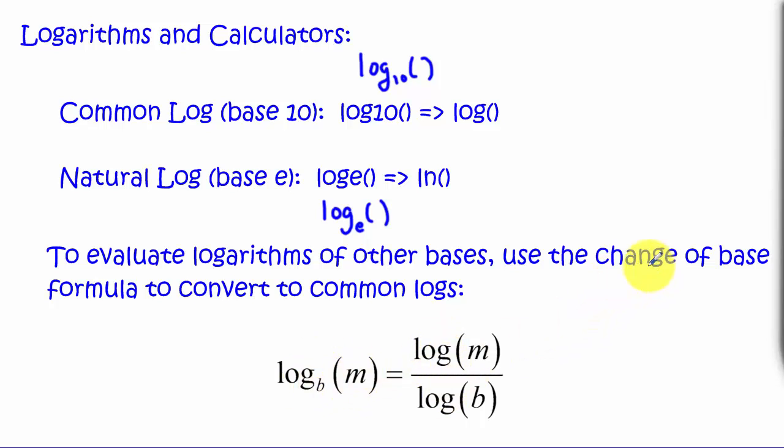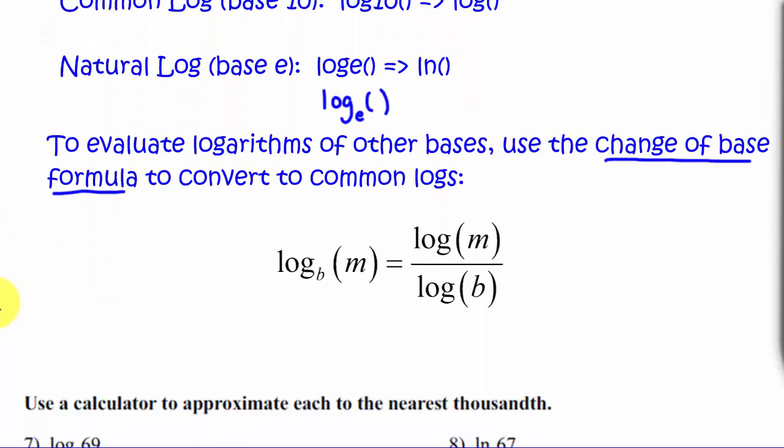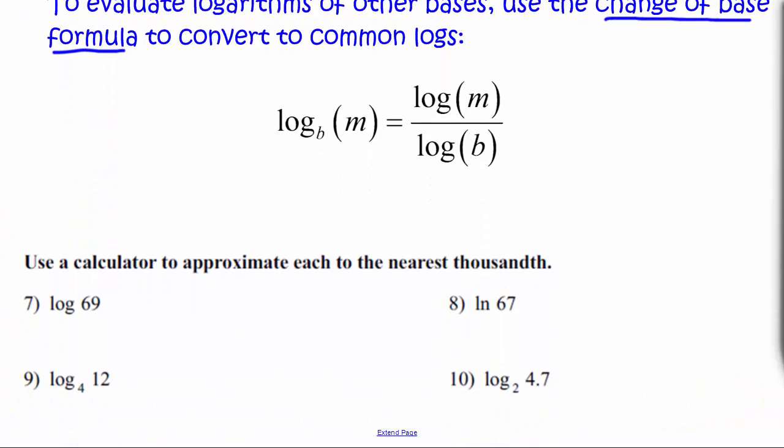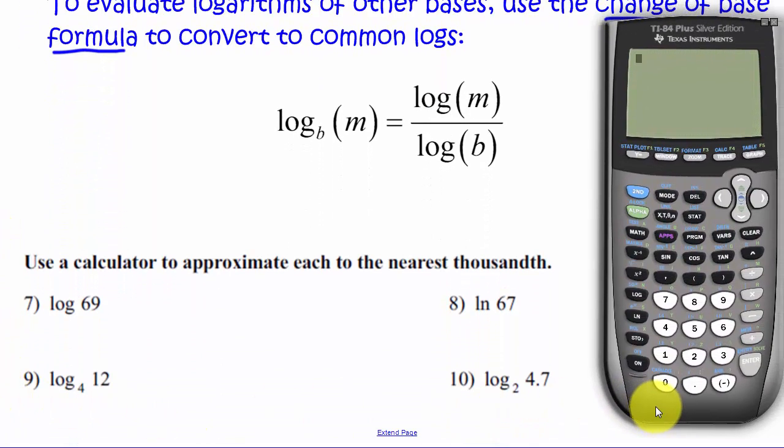It's called the change of base formula, because we're converting our logarithm to base 10 common logs. And we do that by taking this calculation. In the numerator, the top, we have the log base 10 of this number. And on the bottom, we have to take the log base 10 of whatever the base was. So we're going to use that in a second. Let's evaluate a couple logarithms here using our calculator.